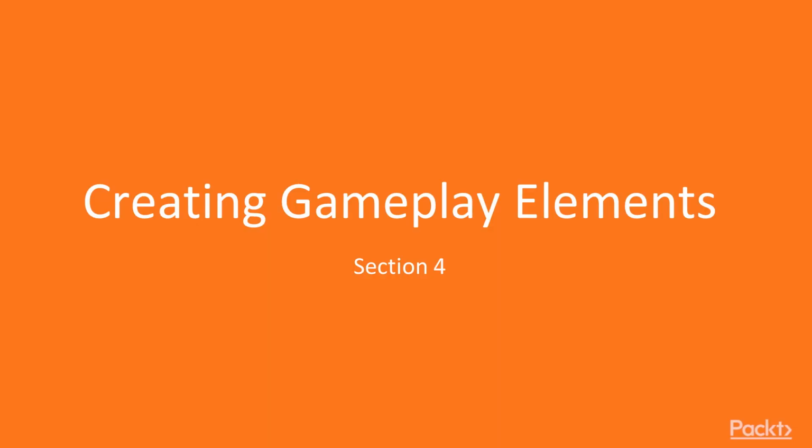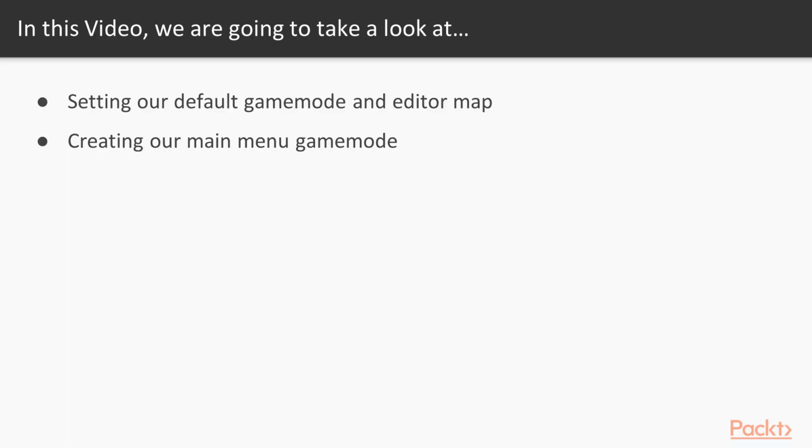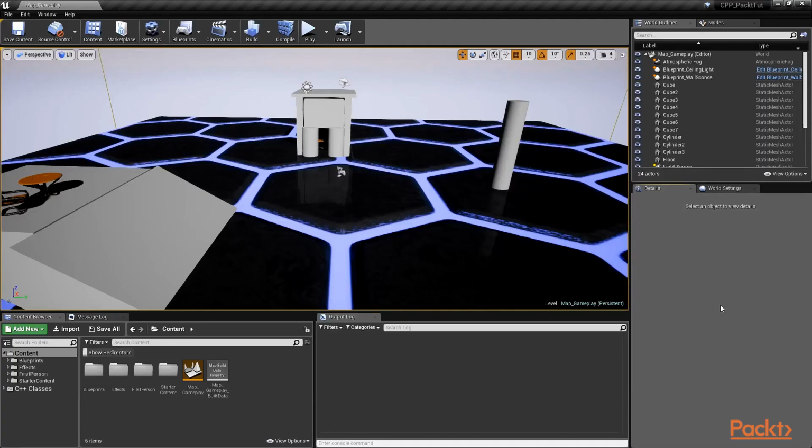Welcome to Section 4, Creating Gameplay Elements, Video 1, Setting up our Game Mode. In this video we are going to set our default game mode and editor map, and create our main menu game mode. First we are going to set our default game mode, and what that is each level automatically creates a game mode, and this is the default game mode.